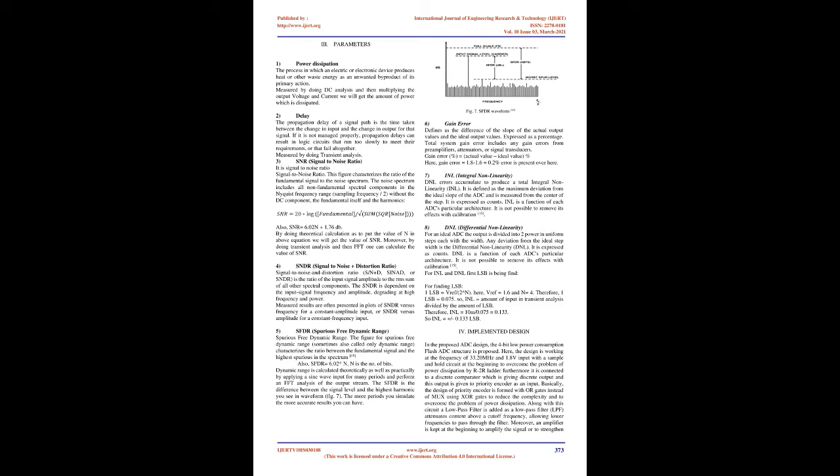Gain error. Defined as the difference of the slope of the actual output values and the ideal output values, expressed as a percentage. Total system gain error includes any gain errors from preamplifiers, attenuators, or signal transducers. Gain error percent equals (actual value - ideal value) / ideal value, in percent. Here, gain error equals 1.8 - 1.6 = 0.2, so 0.2% error is present over here.